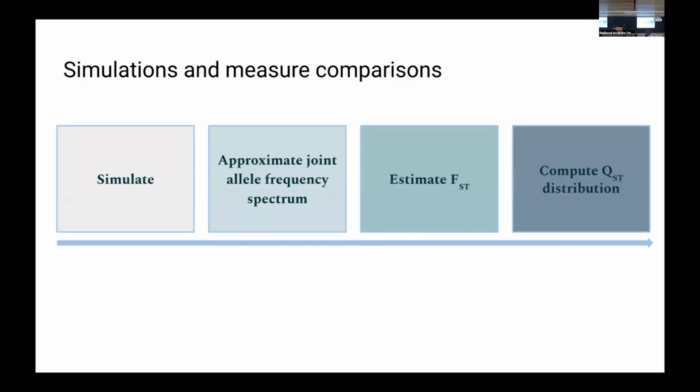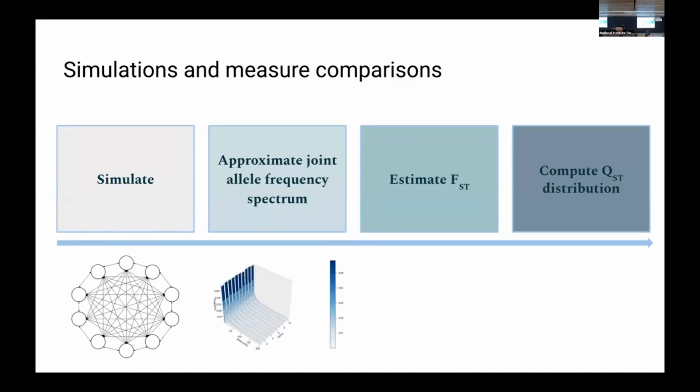I carried out simulations to find an answer to those questions. First, I simulate various demographic models under neutrality. Next, I generate an approximate joint allele frequency spectrum from those coalescent simulations, using the branch lengths to infer the allele frequencies. Then I generate many random variants to calculate those different kinds of FST estimates and compare them to the non-equilibrium FST. Finally, I generate random effect sizes and assign them to those variants to create different trait values, and then compute QST distributions from those values.